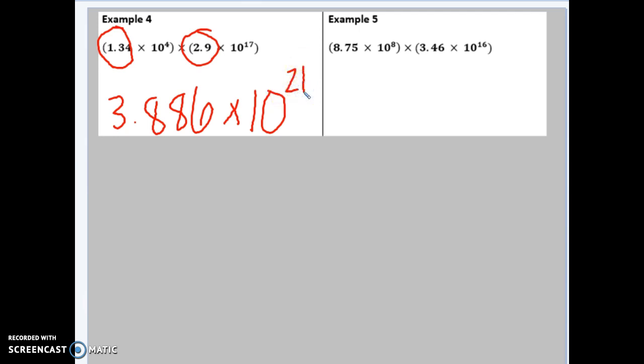Now, is this in scientific notation? Yes, it is, because I have one digit to the left of the decimal. I don't need to do anything further, so I have an answer. We don't even have to worry about LARS.